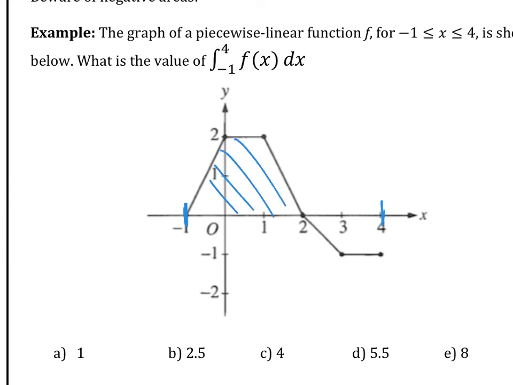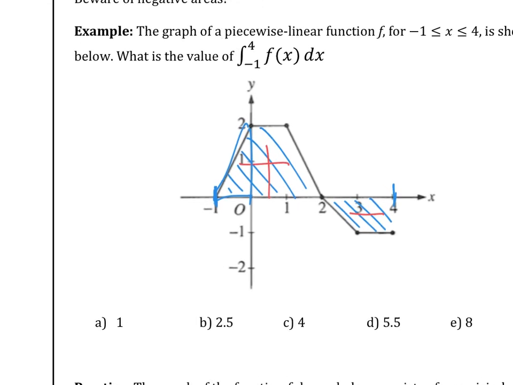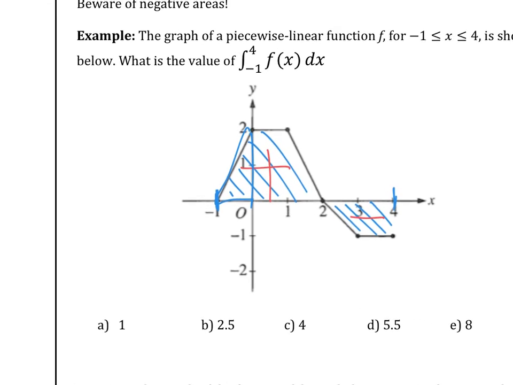This part is positive area because it's above, and this part is negative area because it's below. Since these are very defined shapes, you're just going to find the area and then add them together. For example, this first part is a triangle, and then this is a rectangle plus a triangle, and then subtract a triangle and a square. All right, go ahead and do that and figure out what the answer is. All right, the answer is 2.5.